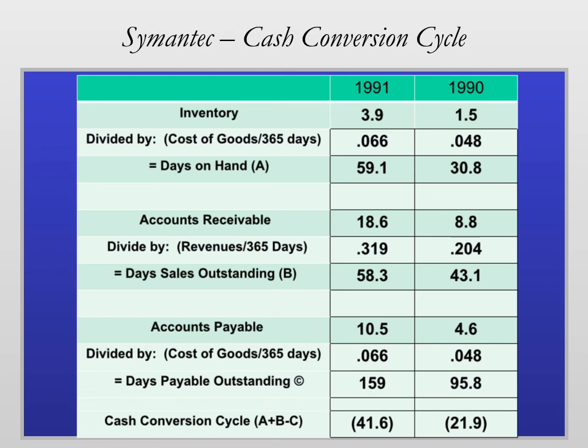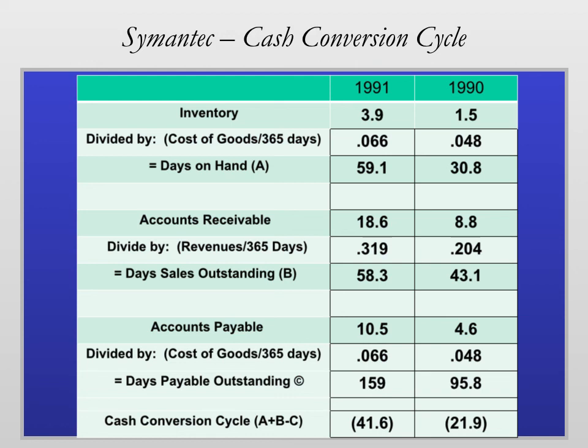The question always arises: can you have a negative cash conversion cycle? And if you can, is that a good thing or a bad thing? Well, in this case, it's definitely a good thing, because what it says is that the net effect is that Symantec is able to hold on to their dollars 41, almost 42 days more than it being tied up in inventory or accounts receivable. So in this case, a negative number, and the more negative it becomes from a cash conversion standpoint, the better.